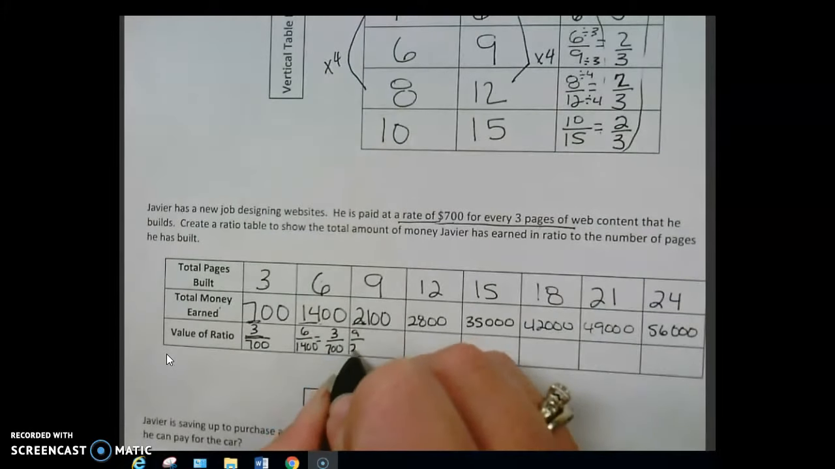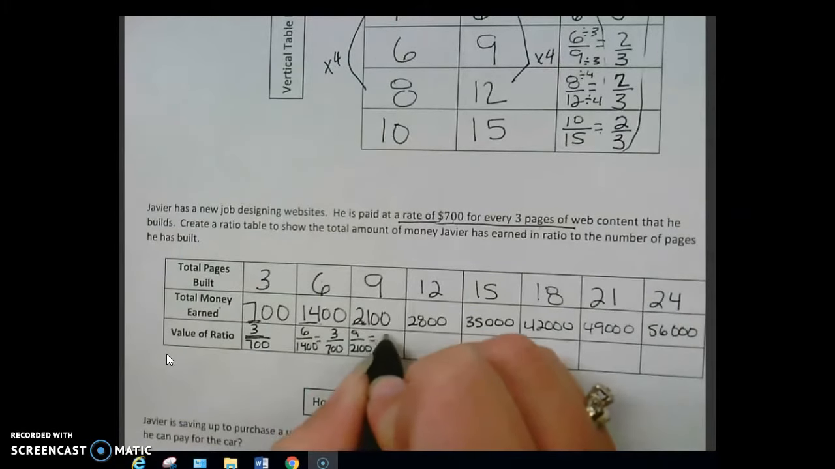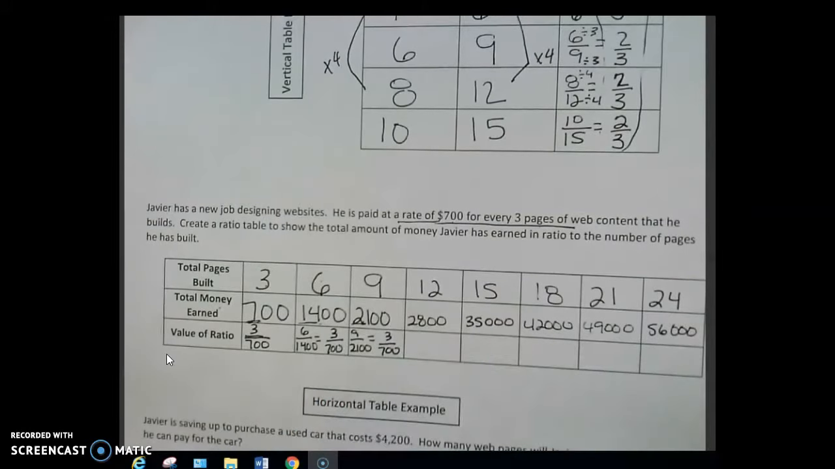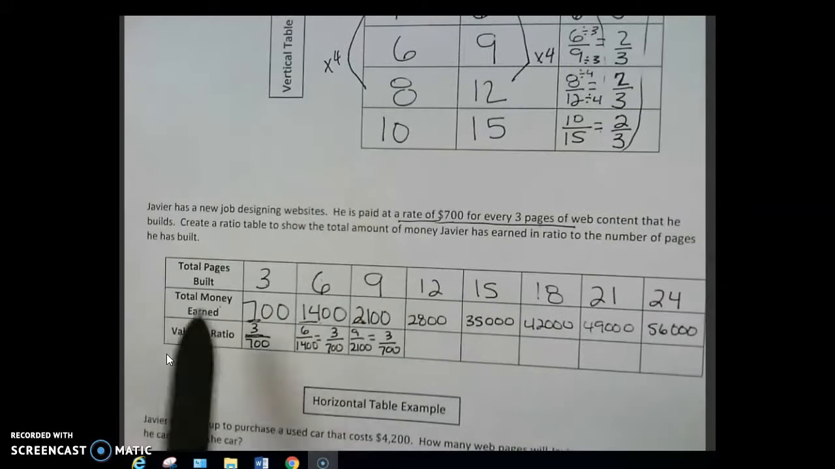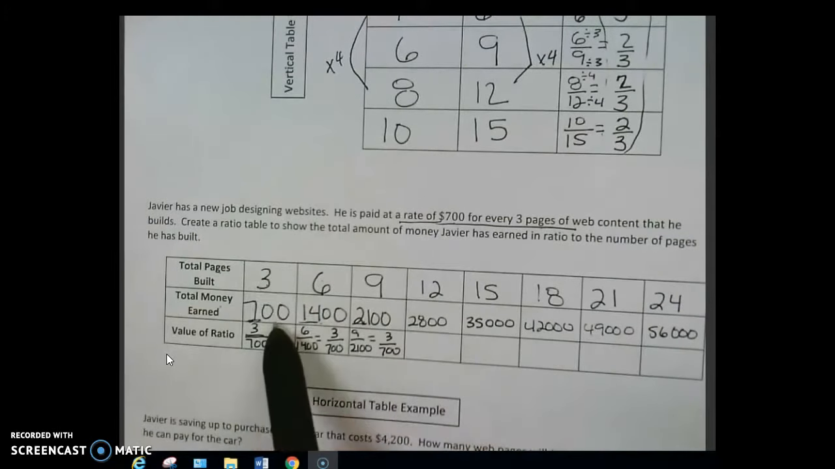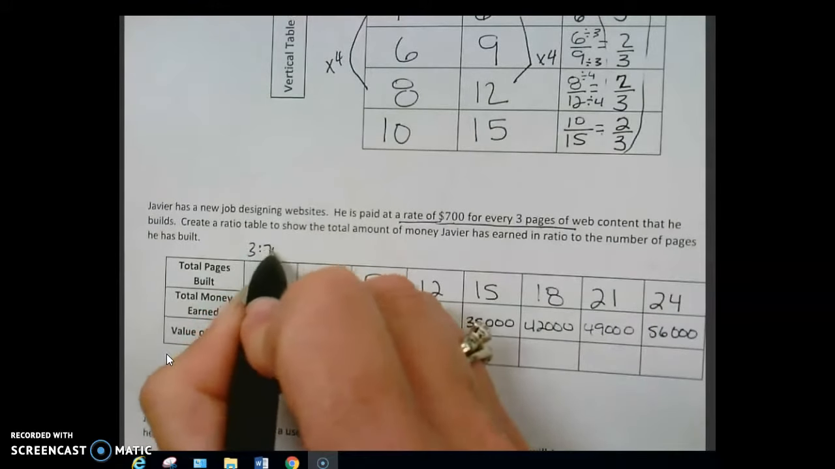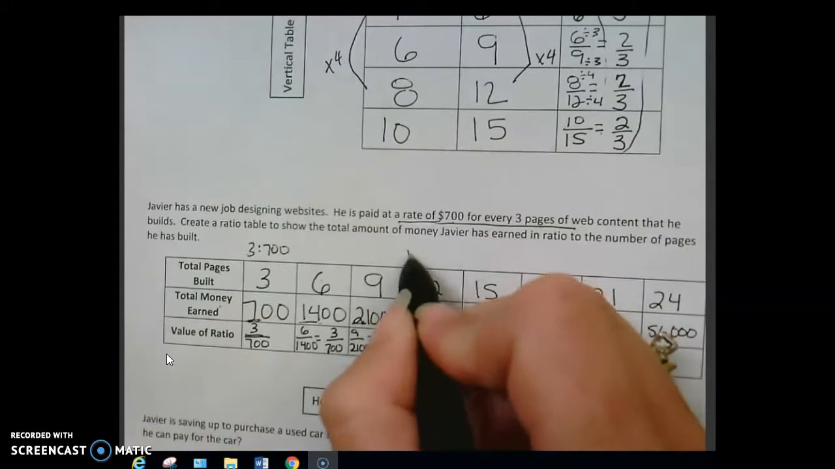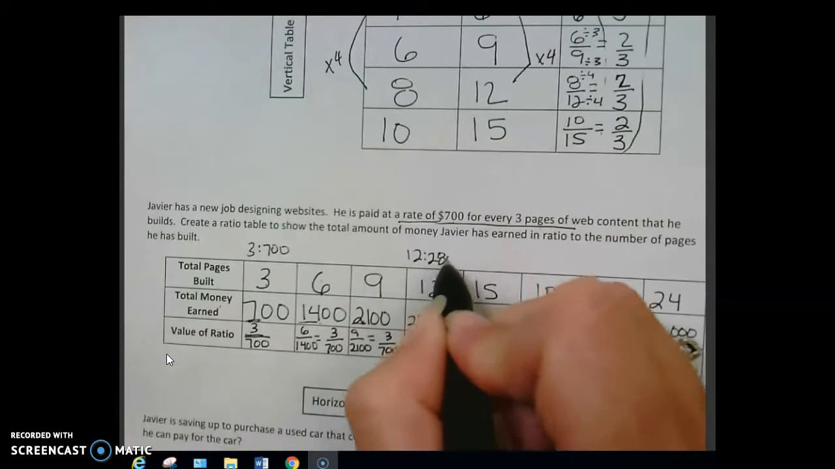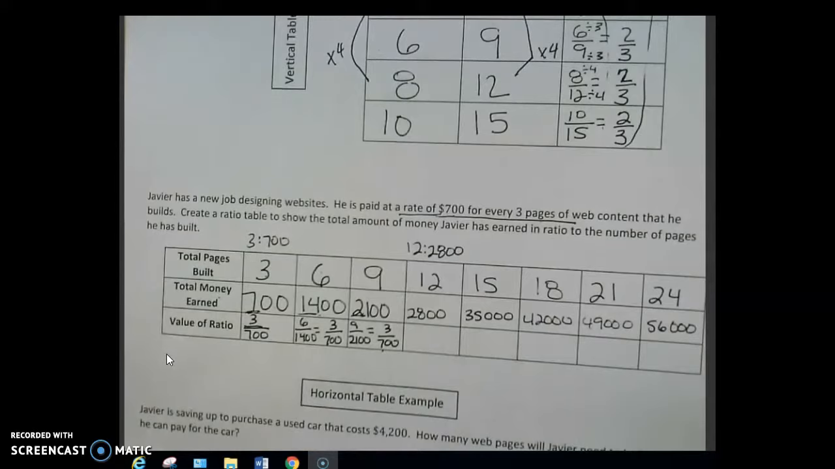Again, I could do these values down here, and I got to simplify it. Divide by 3, that would be 3/700. So this is how we would organize it in a horizontal method. The ratio we could pull out of here would be 3/700, so it would still look like 3/700. This one would be 12/2800. The values would be the fraction version.